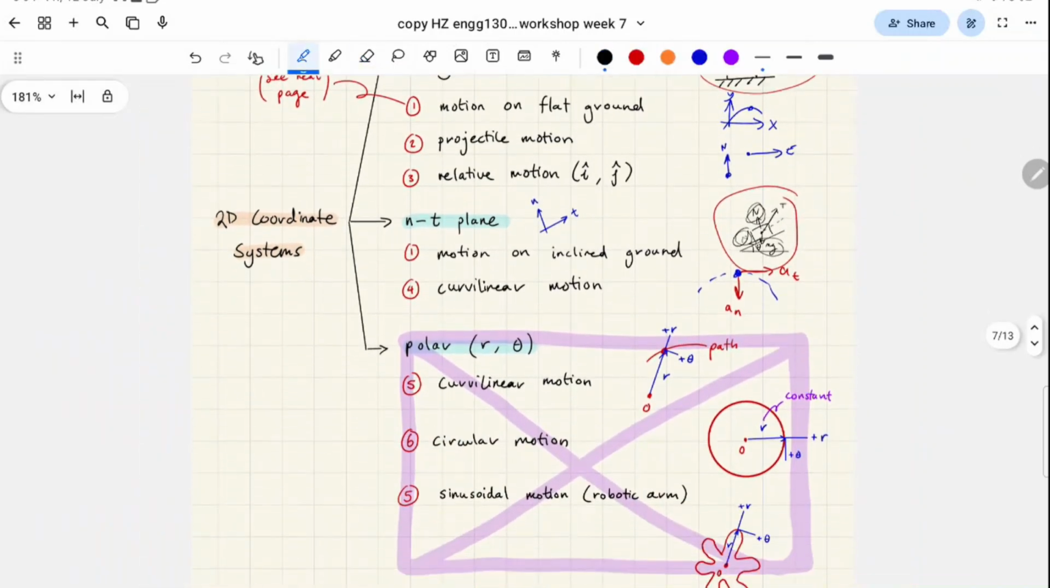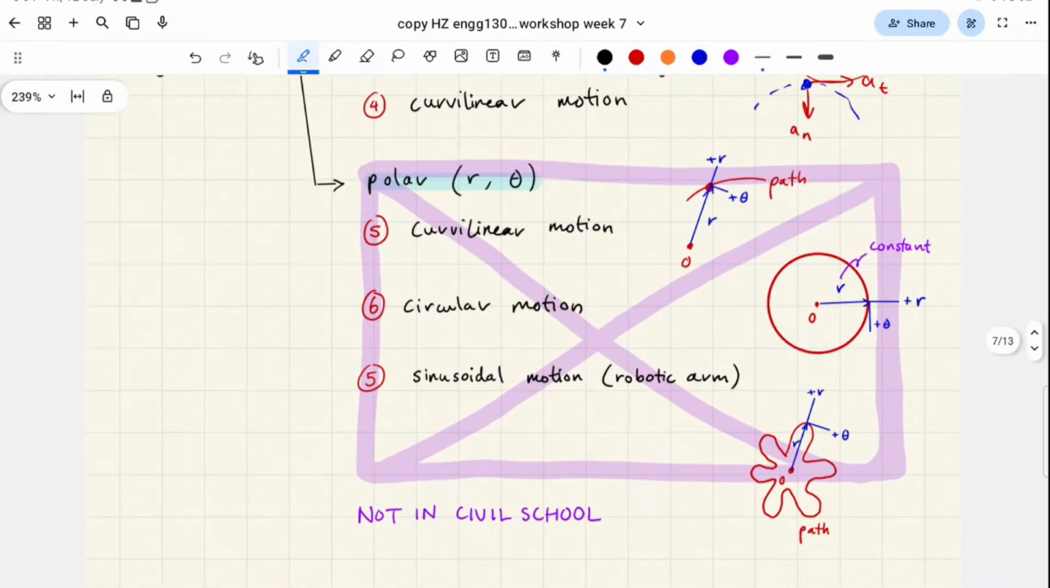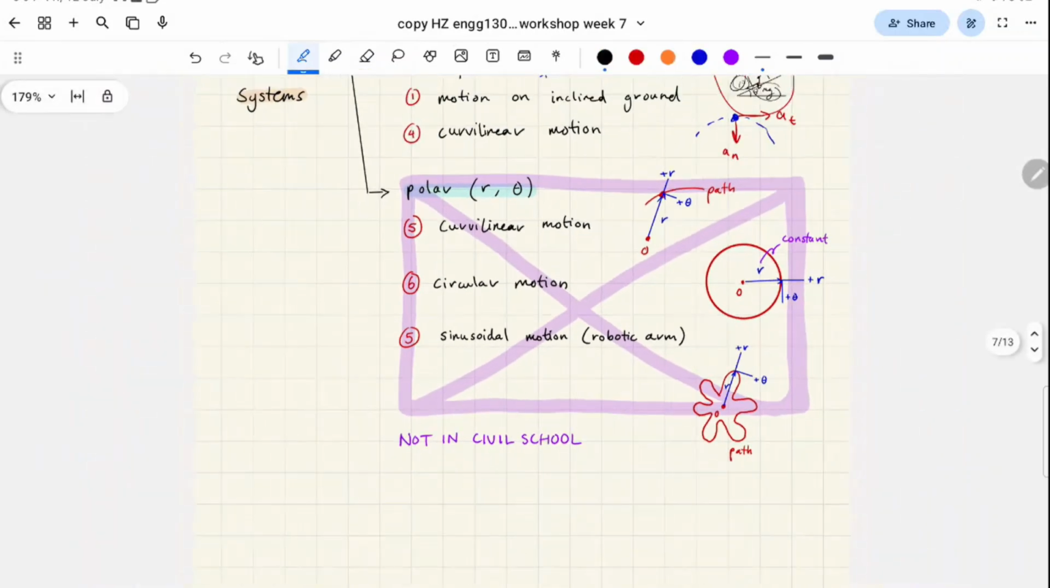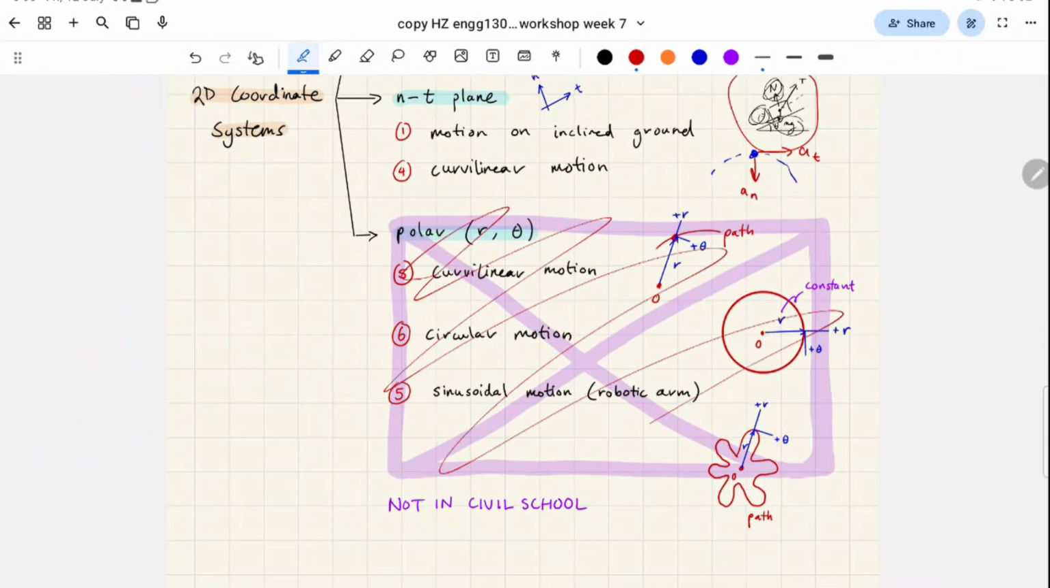Another one you'll see in the mining school or mech school is polar motion. Long story short, you don't need to know it, but sometimes you have a satellite that's tracking a rocket's motion, and it helps to track it in terms of a radial direction and angular direction. It also helps if you're programming a robotic arm that's spinning around and oscillating its hand part like that. It's sinusoidal motion. That's polar motion, but we don't care about it in this course, sorry, in the civil school for this course.